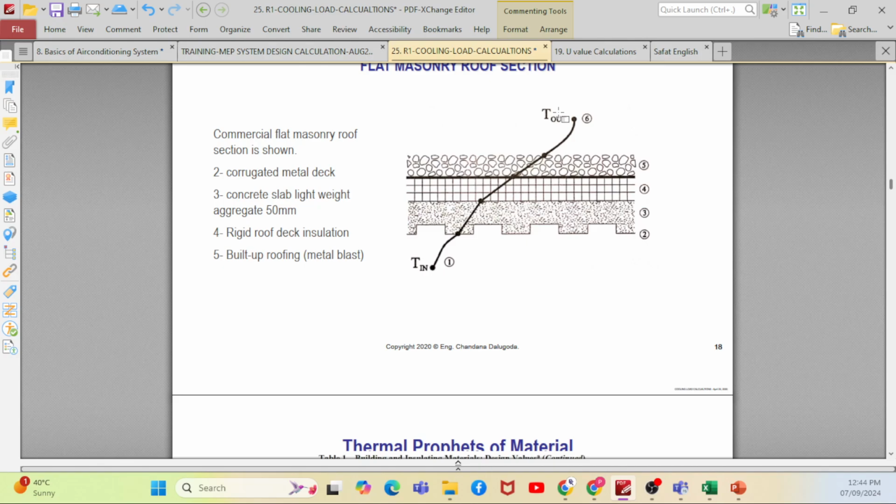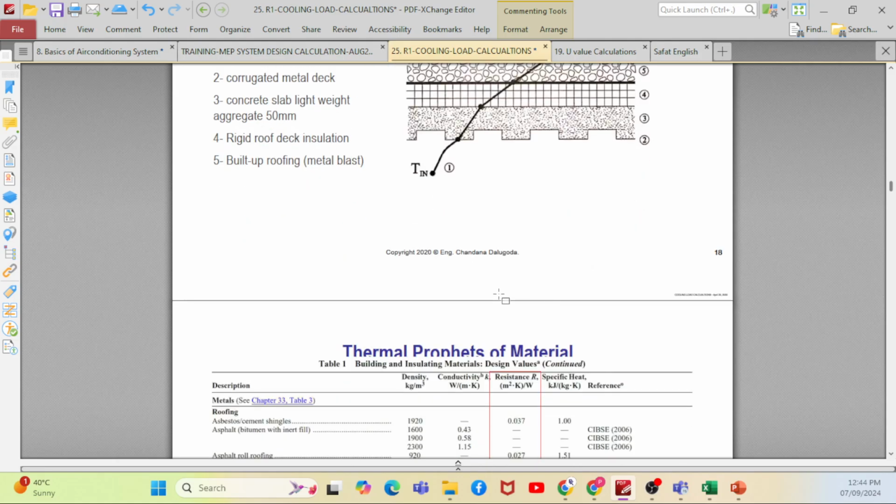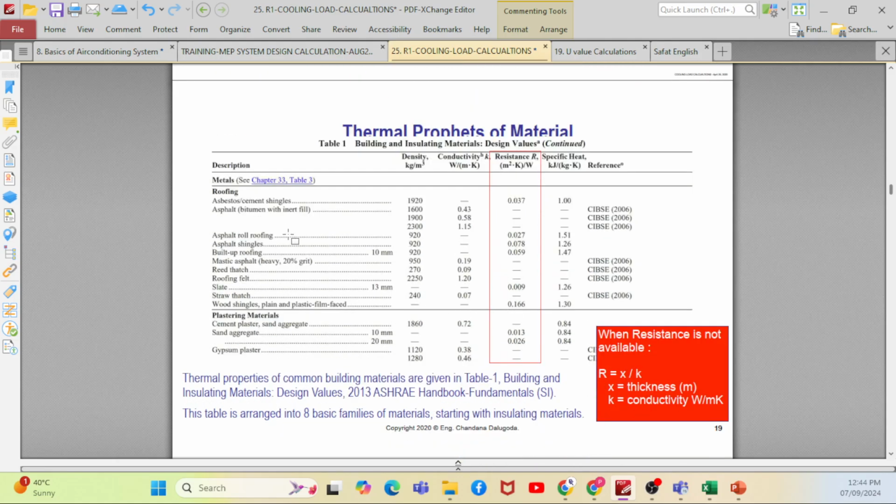Okay, you can see the temperature outside and the temperature inside will vary, depending upon the material you are using. When heat is transferred through the material, there is a reduction in the temperature, because of the material. You can see one example: different materials have different densities and different resistance values. This resistance value we take for the calculation purpose. This is one of the thermal properties of the material.